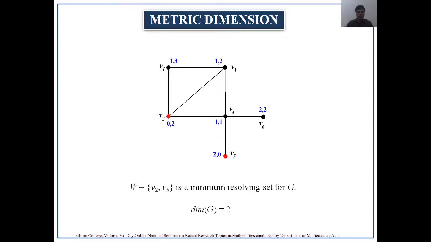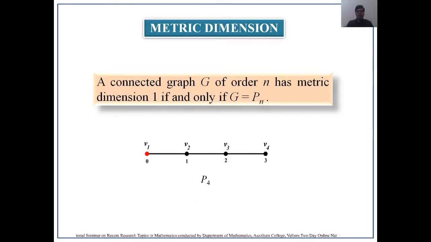in the resolving set. W consists of two vertices, we cannot reduce it further to 1, because there is a reason. We could see in the next slide that a connected graph of order n has metric dimension 1 if and only if the graph is a path on n vertices. There is only one class of graph with metric dimension 1, that is path graphs. So for example, I have given here P4. For P4, you just take one vertex v1 in the set W and you find the representation. All representations will be distinct. Therefore, I can say that the metric dimension of path P4 is 1.